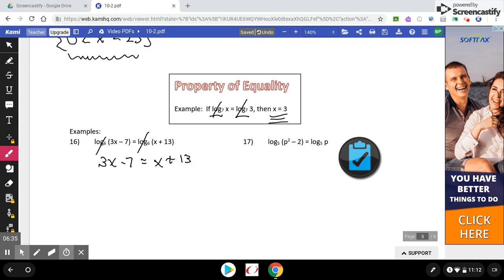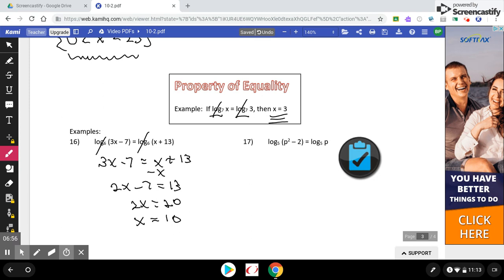And I can solve it like normal. I'm going to move that x over. I'm going to move the 7 by adding it. I'm going to divide by 2, and I get 10. Now, the only problem is you got to check it.